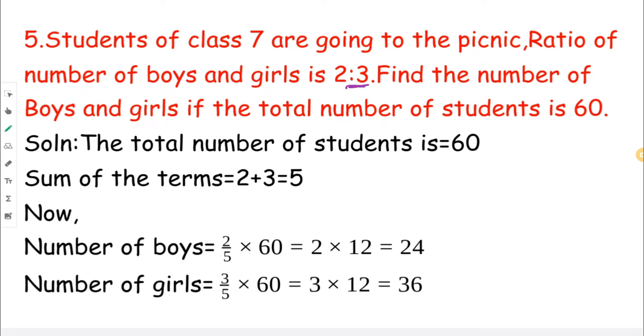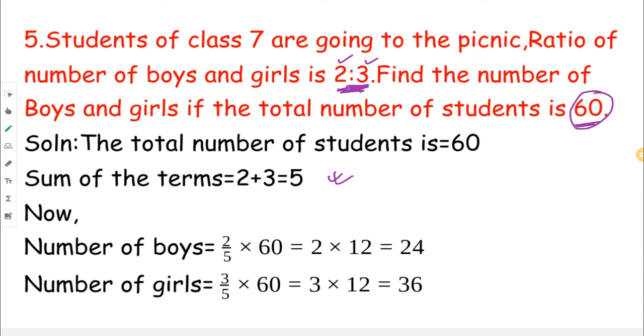Okay, what is the total number of students? 60. We also find the number of boys and girls. Okay, so this total number of students, 60, has been divided into 5 equal parts, right? Of which 2 is boys and then 3 is girls. So once again, I have to add the ratios first, right? 2 plus 3 equals 5.